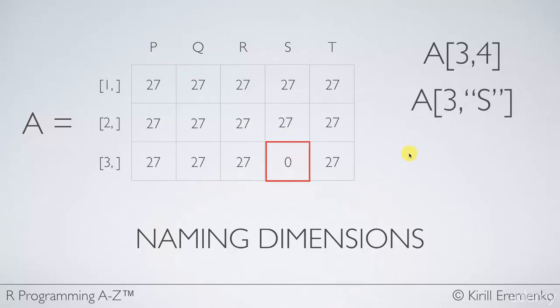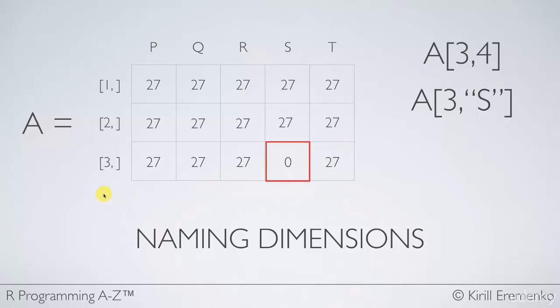All you have to do is type in the name of the matrix, the number of the row, and the name of the column this time. And make sure to put it in quotation marks because it's a name and you're calling out the column by name, so you need the quotation marks. So this way you will access your 0.